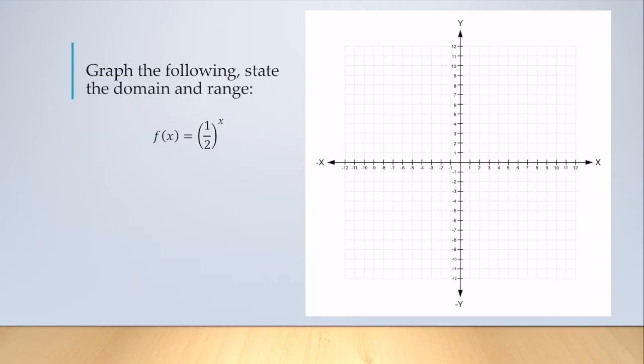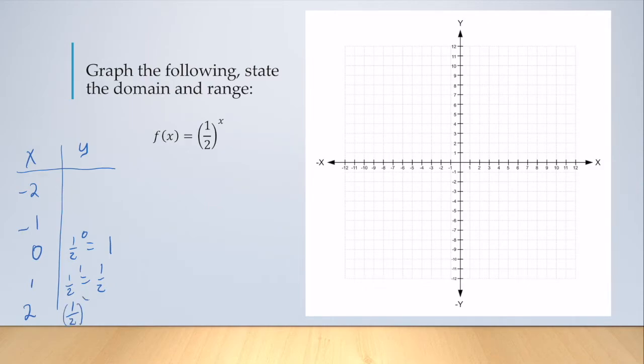Next, let's graph 1/2 to the x. This one's going to be a little trickier, and this one will be decreasing, and I'm going to show you why. So let's take a lot of space. Negative 2, negative 1, 0, 1, 2. Okay. If I have 1/2 to the 0 power, that is 1, right? Any number to the 0 power is 1. If I have 1/2 to the first power, that's 1/2. If I have 1/2 squared, that's 1/4.